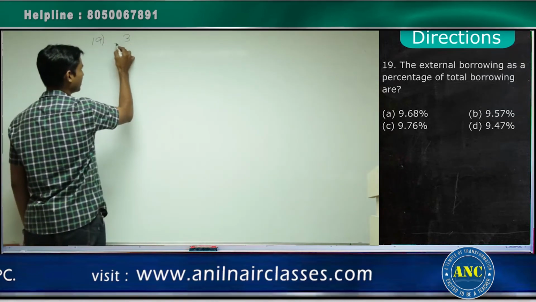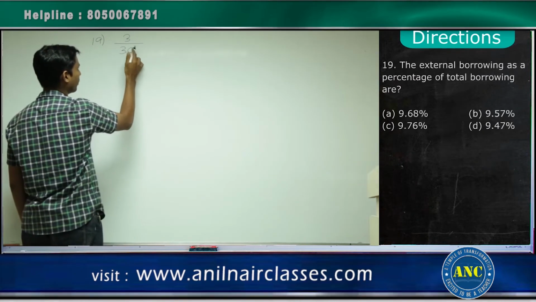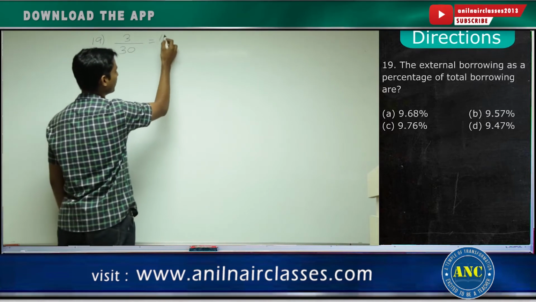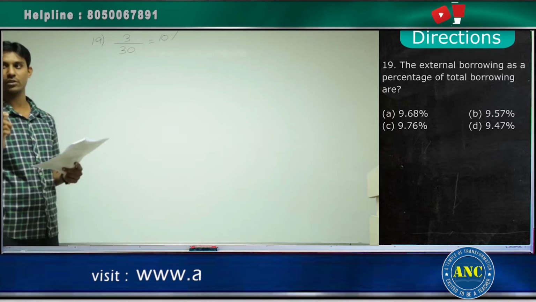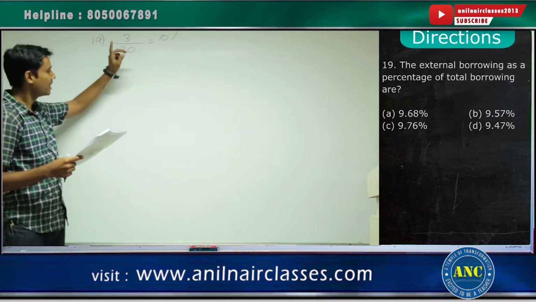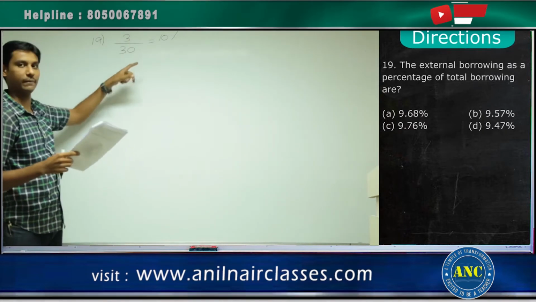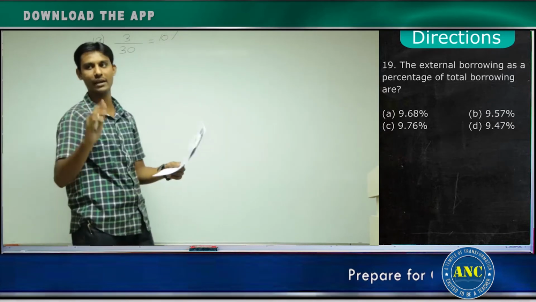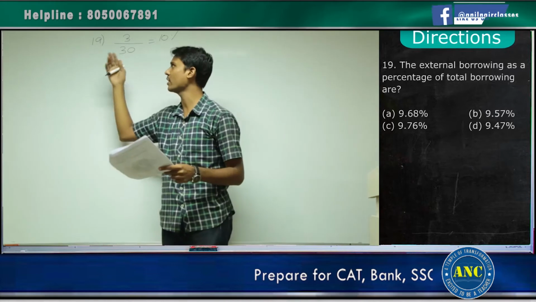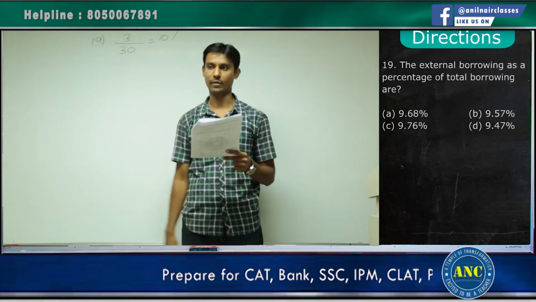External borrowing 3% as a percentage of total borrowing 30%. 3 by 30 is 1 by 10, and 1 by 10 is 10%. Answer for the first question is 10%. Even if it is 3 by 31, you know how to solve it. Take the denominator as 100% and keep on calculating the value. That is one way of solving. There are so many ways of solving which you already discussed.